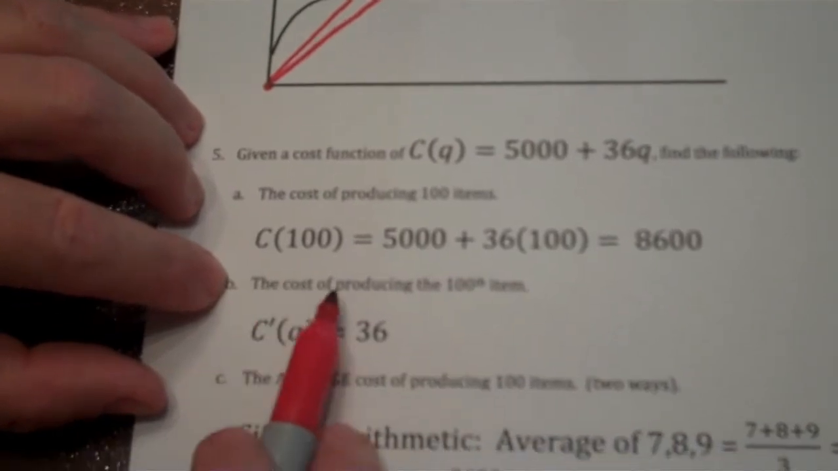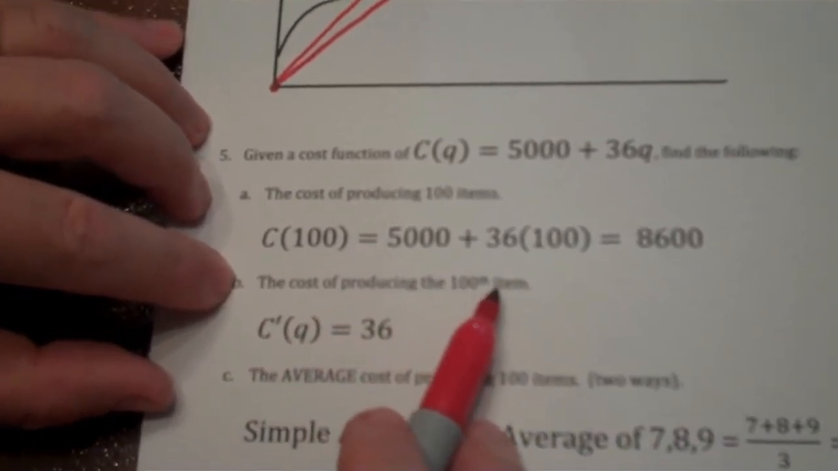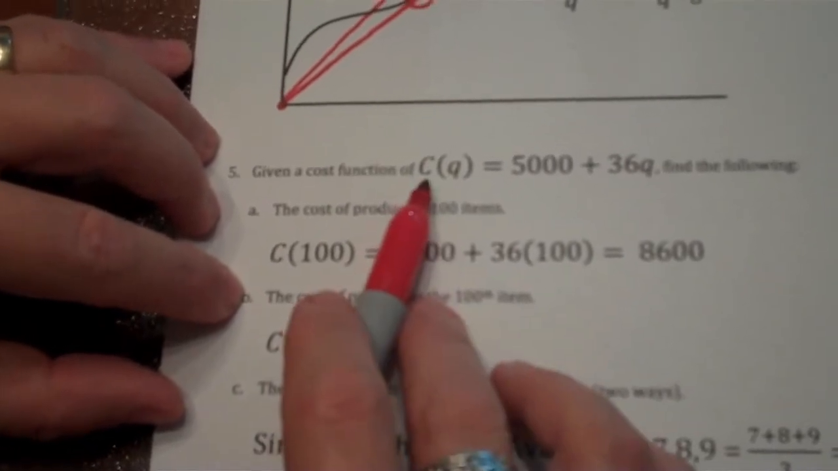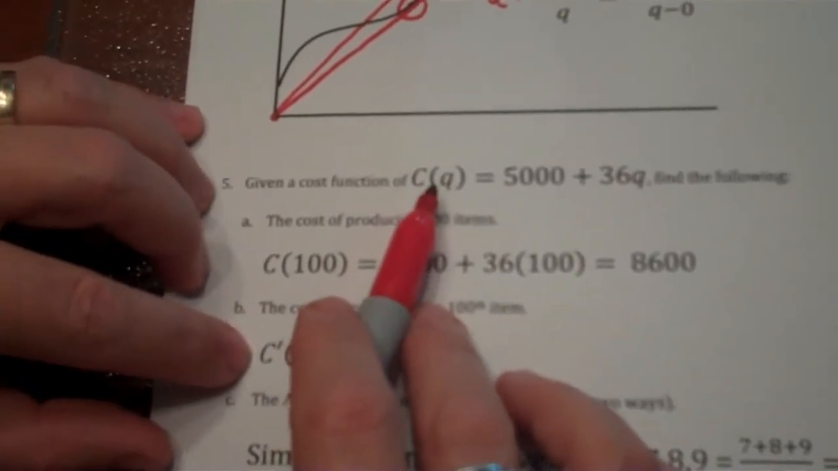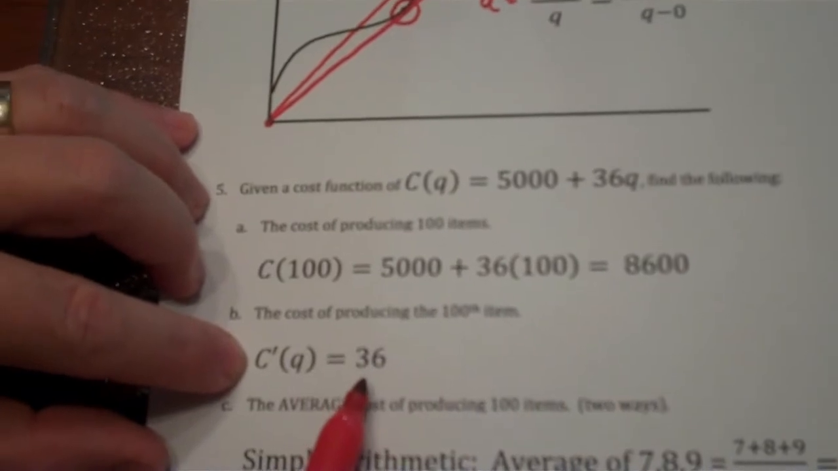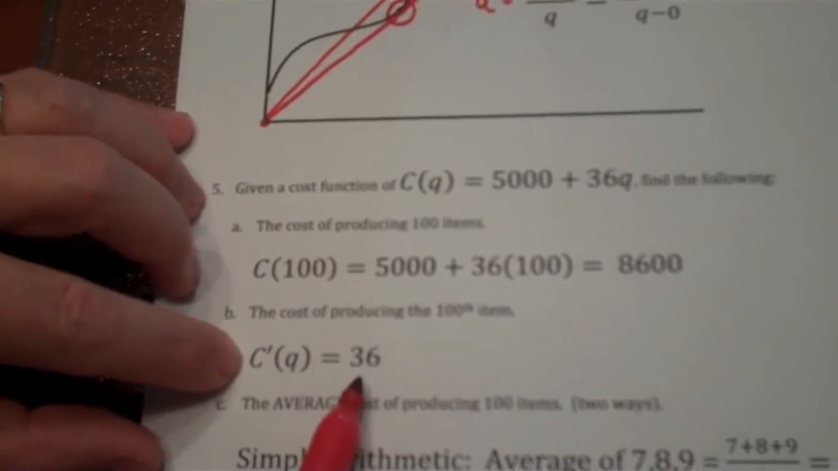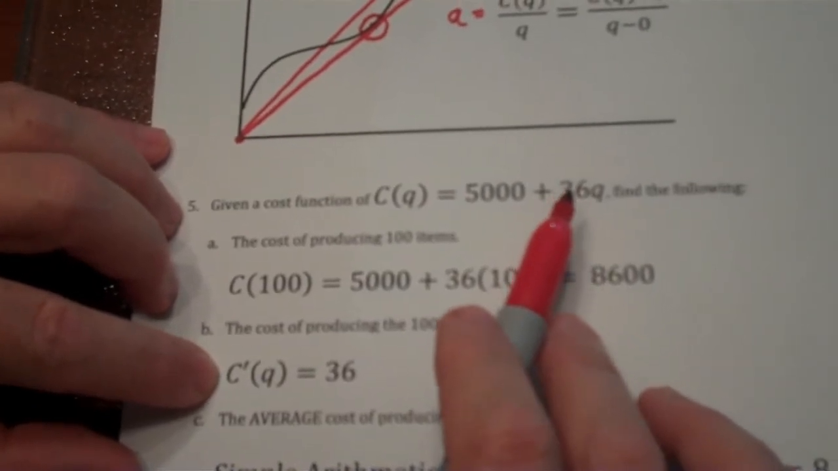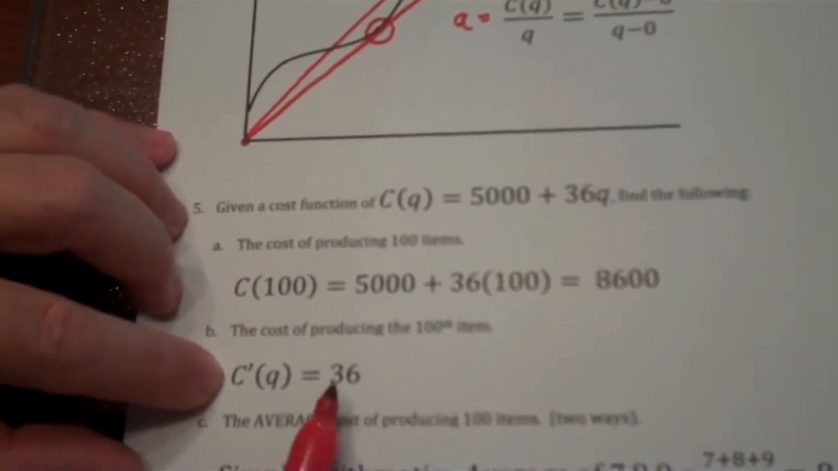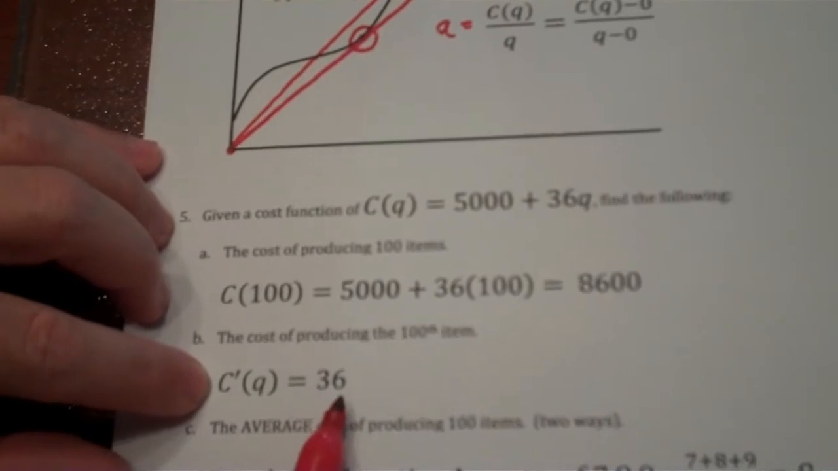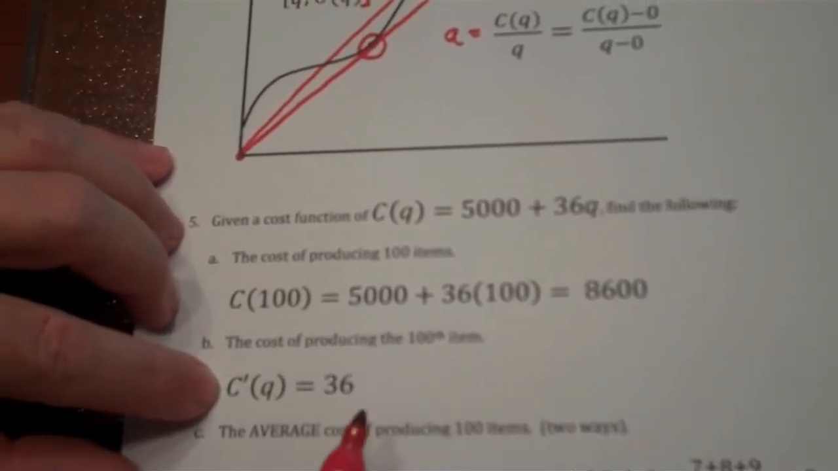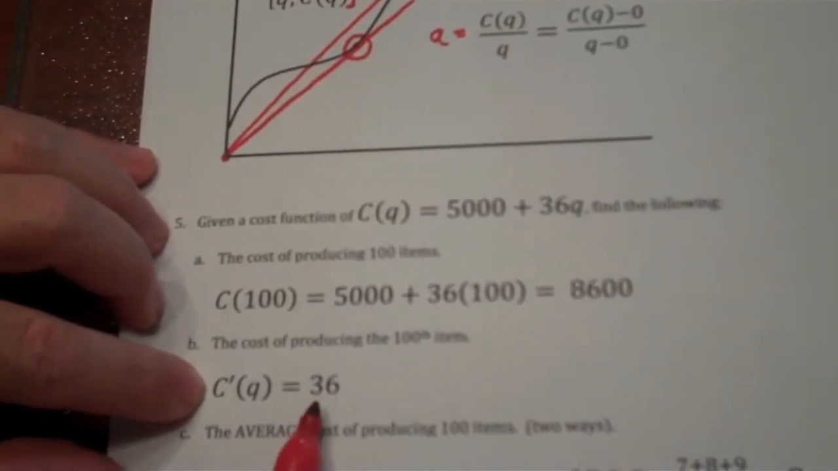If I want the cost of simply producing the 100th item, all I need to do is take the marginal cost, which is the first derivative of the cost function. The first derivative of this cost function is a constant, 36. That makes sense because you'll notice that this was a linear function. The cost per item was a constant. It was $36 per item no matter what. So the 100th item, as well as any item on this function, would be $36.